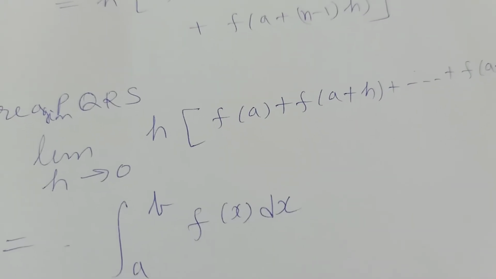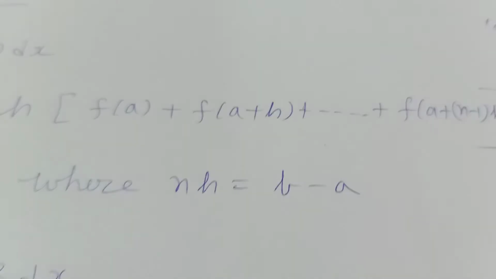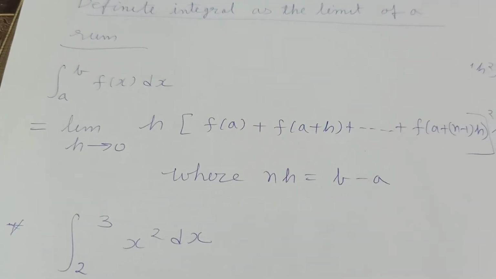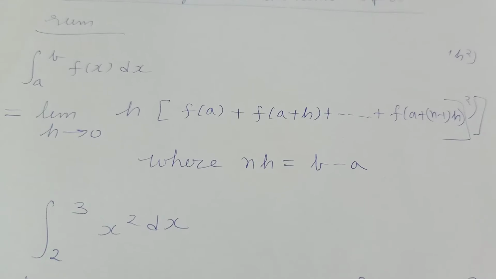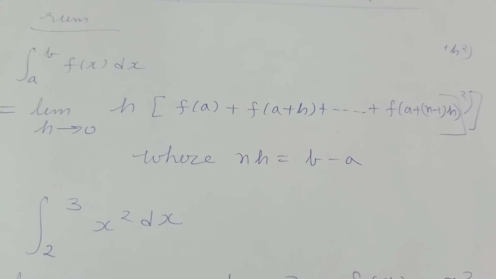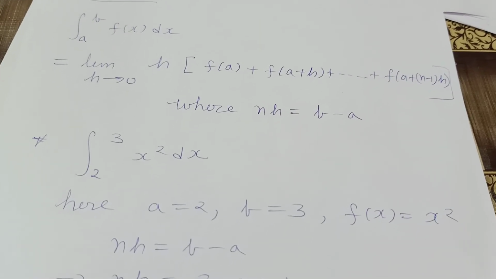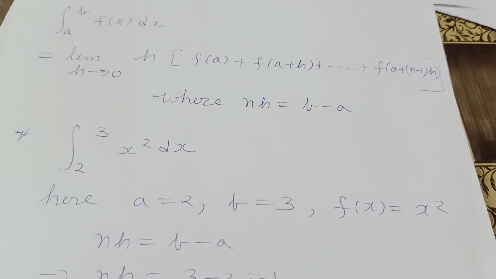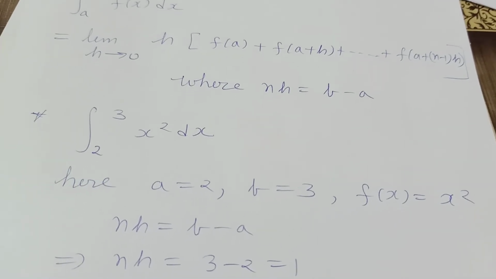Next we will do some questions based on the limit of a sum, the definite integral as the limit of a sum. So this is our formula: the integral from a to b of f(x) dx equals the limit, as h tends to 0, of h times [f(a) plus f(a plus h) plus up to f(a plus (n minus 1)h)]. Here nh equals b minus a, because the area is divided into n parts, rectangles with width h.